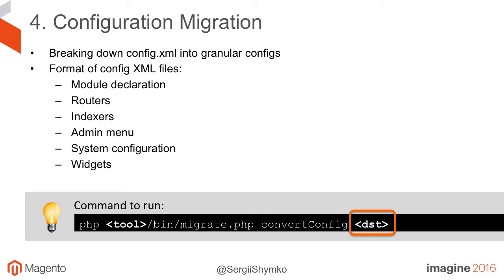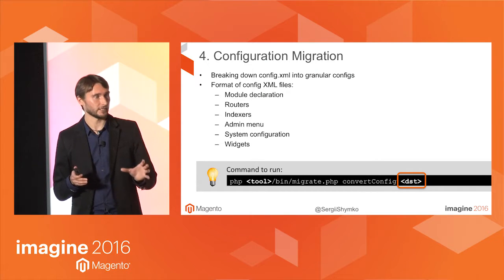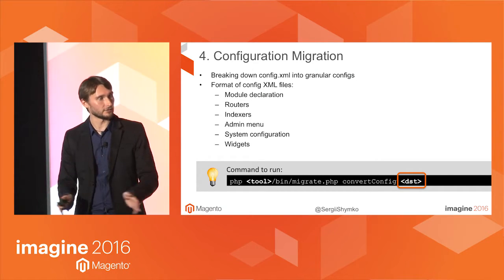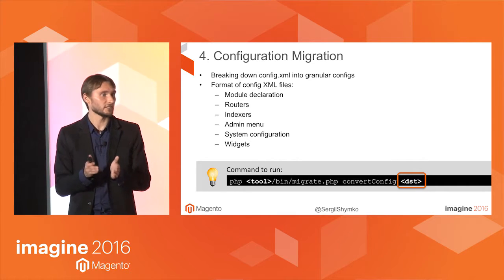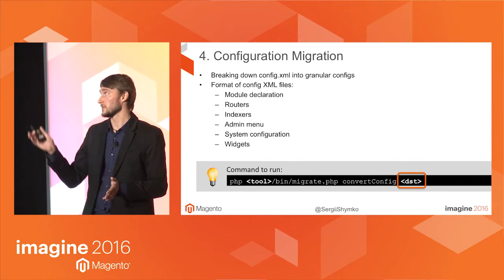All right, next step, configuration migration. Very similar to layout migration. It's also XML, and what happened in Magento 2 is also similar. There used to be one big config XML file. Now it's been broken down into smaller, specialized configuration files.